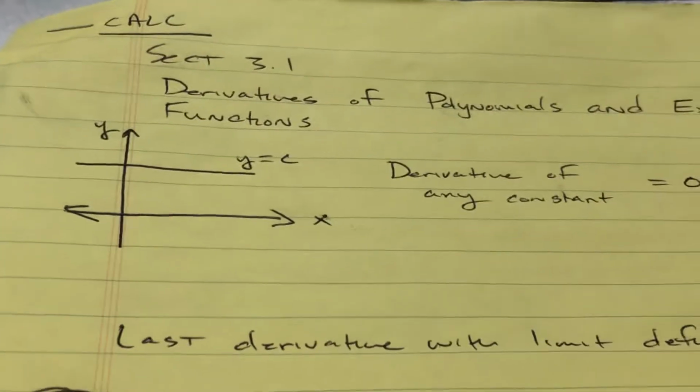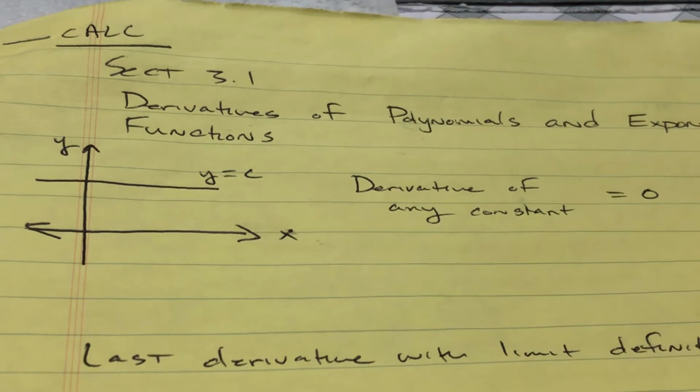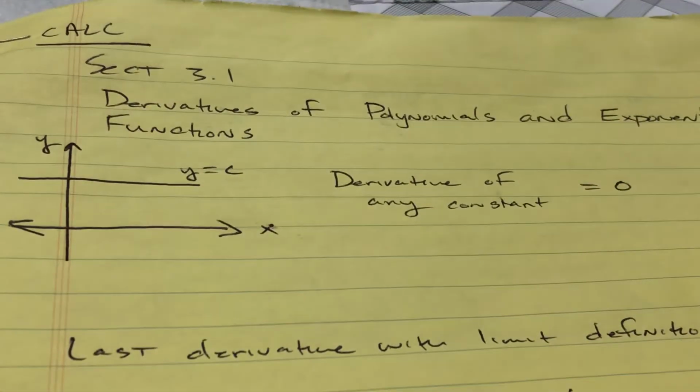All right, calculus, welcome to a little quick review. Section 3.1, derivatives of polynomials and exponential functions. Just going to give you that quick power rule kind of definition here, and then I'll make another video with some more examples.